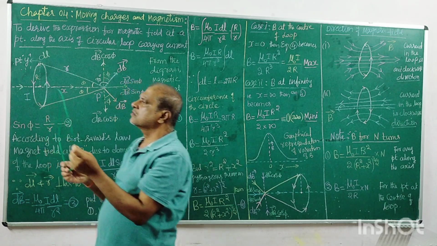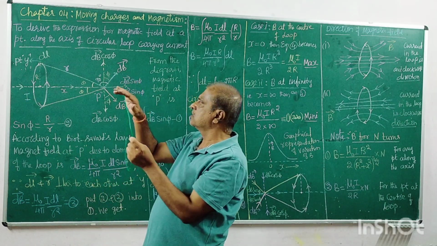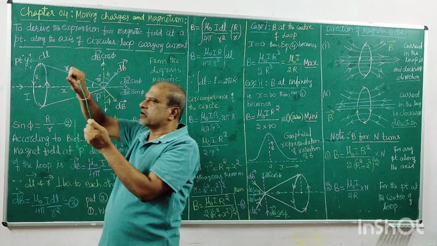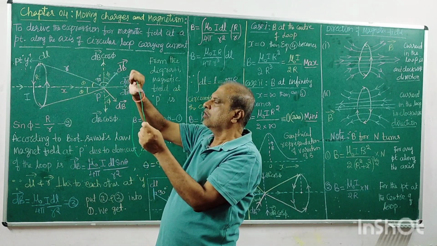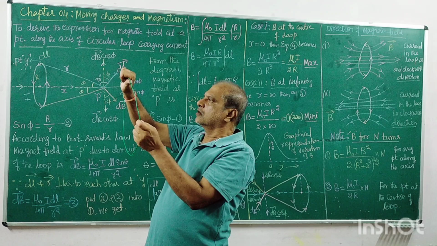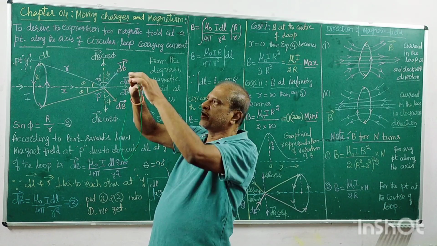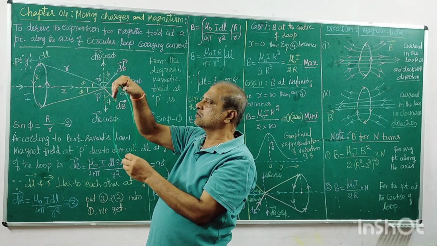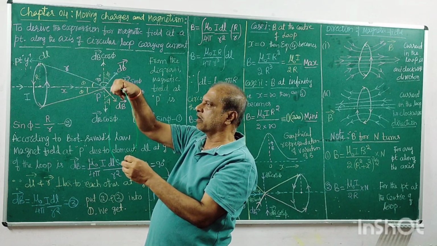So what is the right hand palm rule? Hold the conductor with the right hand, so that the thumb gives the direction of the current. This is the direction of the current, and the remaining fingers curl around the conductor like this.